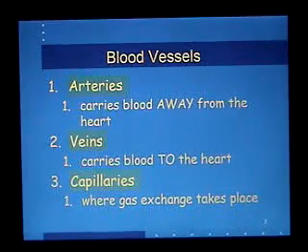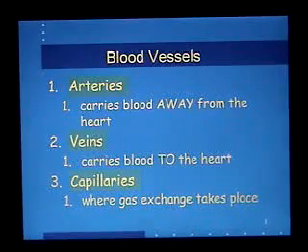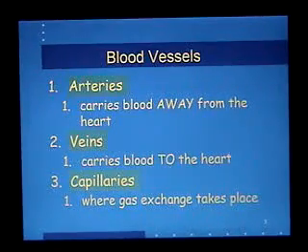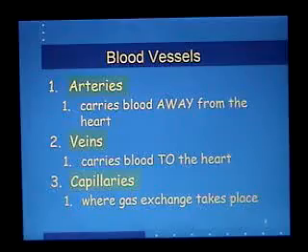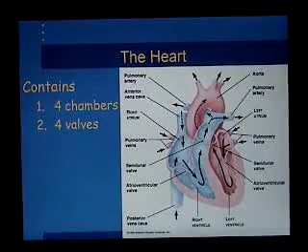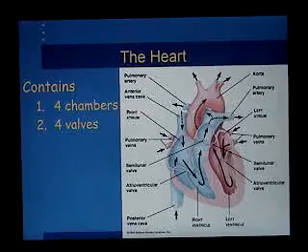And then there's also capillaries, and this is where gas exchange takes place. And they can be carrying blood in either direction. They're very, very small blood vessels, and they're working on a cellular level, and it's the capillaries that blood is crossing to get into your cells. So they're very, very small blood vessels, and that's where the gas exchange is occurring between your blood and your cells. So the heart contains 4 chambers, and it contains 4 valves.